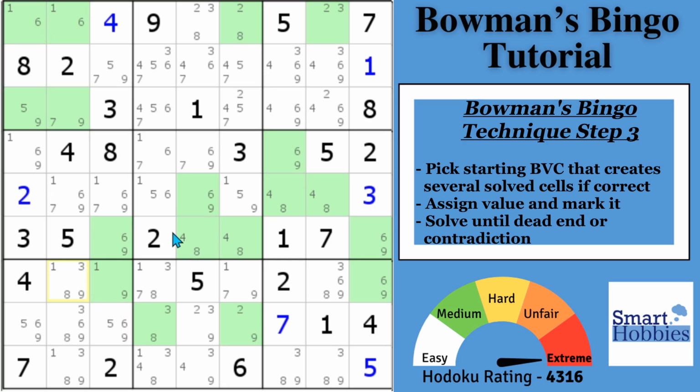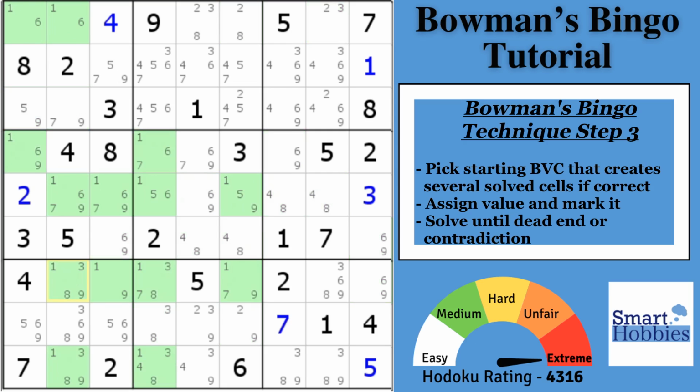So that's our step 3, picking this bi-value cell that creates plenty of solves if it is right. So of these, which one would you want to choose? And what I would look is, you look at these 1s and 6s and go, all right, if I picked a 1 or a 6, would I be able to create several more solves? And this cell right here, you notice if you put this as a 1, you're going to be able to solve a 1 right here, solve a 1 right there, you'll be able to solve a 1 here and here. So you're going to get a lot of 1s solved. So that is probably a good reason to pick that.